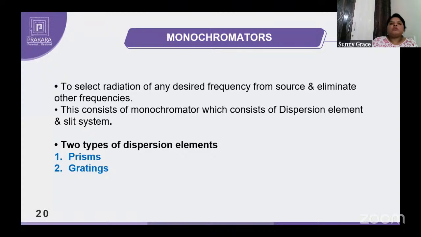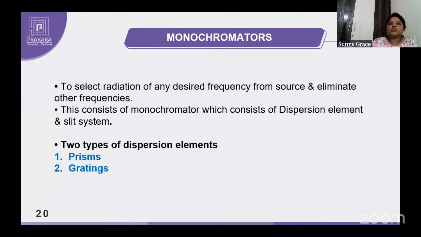Next, coming to the monochromatic system. First, we have seen the sources, four different sources: Nernst glower, Globar source, incandescent lamp, and mercury arc lamp. Then the next part we have seen is sample handling.